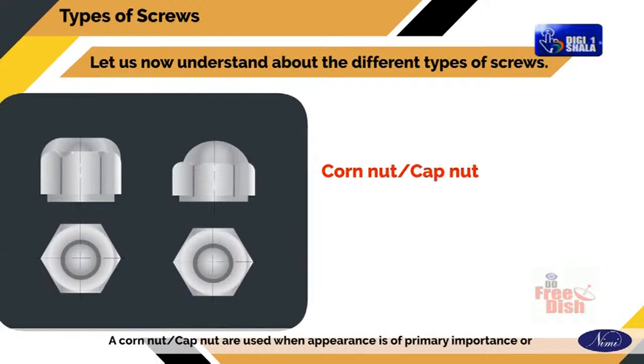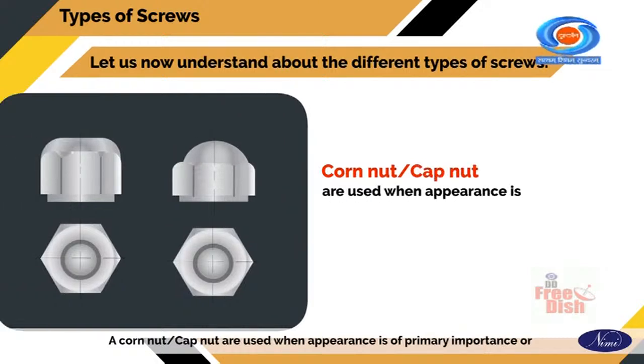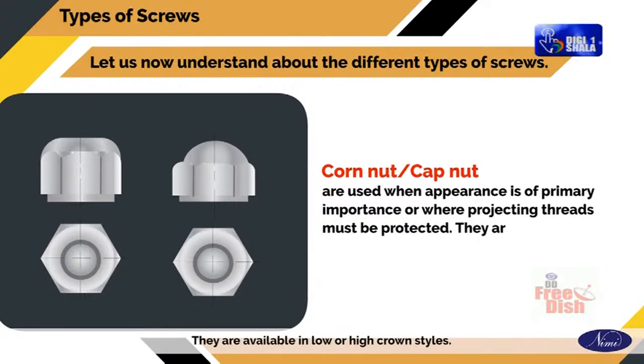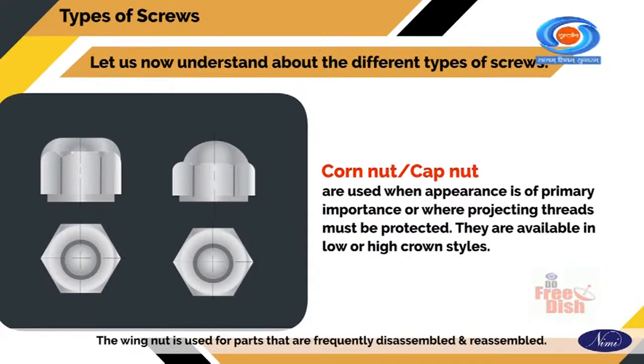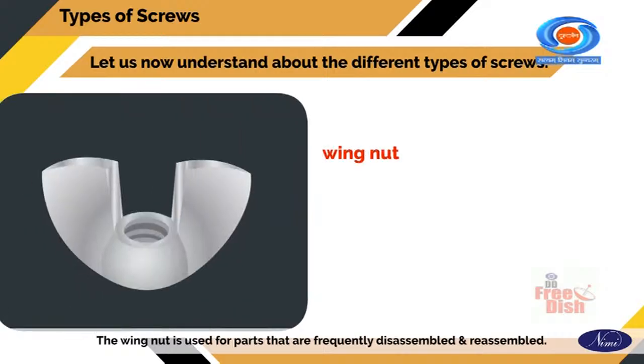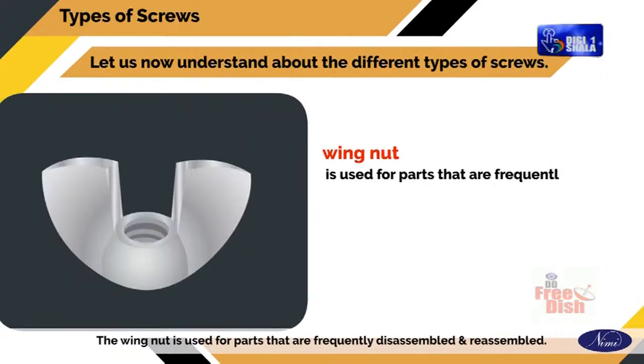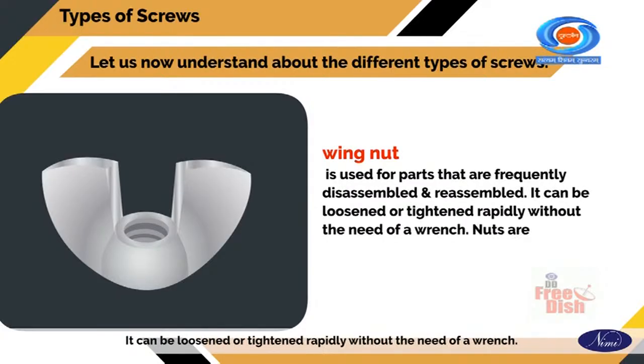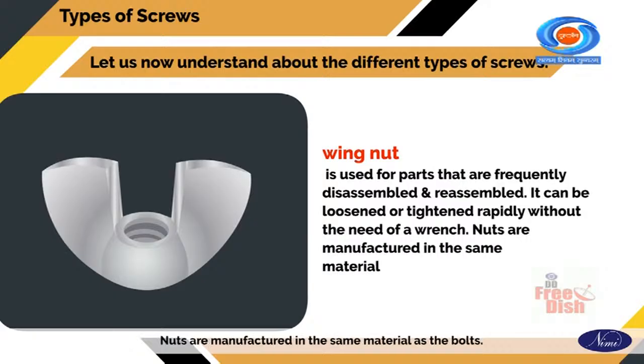A cone nut or cap nut is used when appearance is of primary importance or where projecting threads must be protected. They are available in low or high crown styles. The wing nut is used for parts that are frequently disassembled and reassembled. It can be loosened or tightened rapidly without the need of a wrench. Nuts are manufactured in the same material as the bolts.